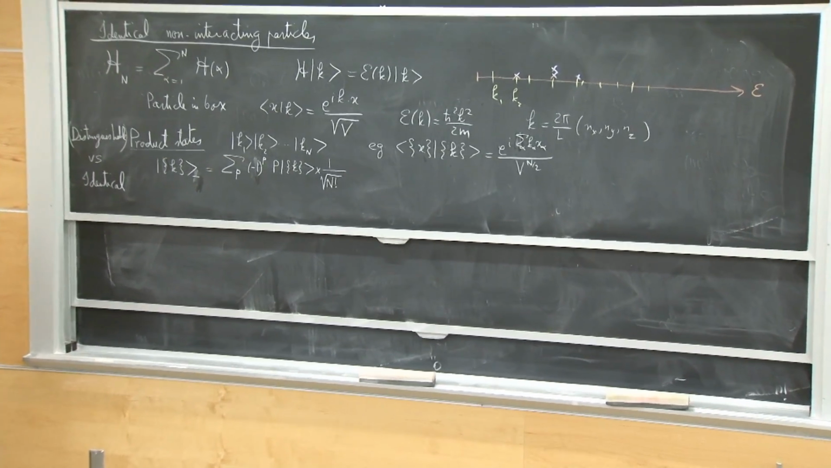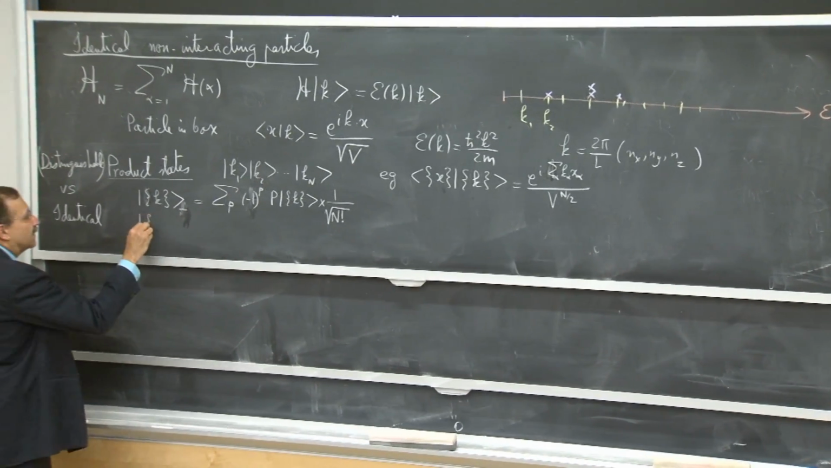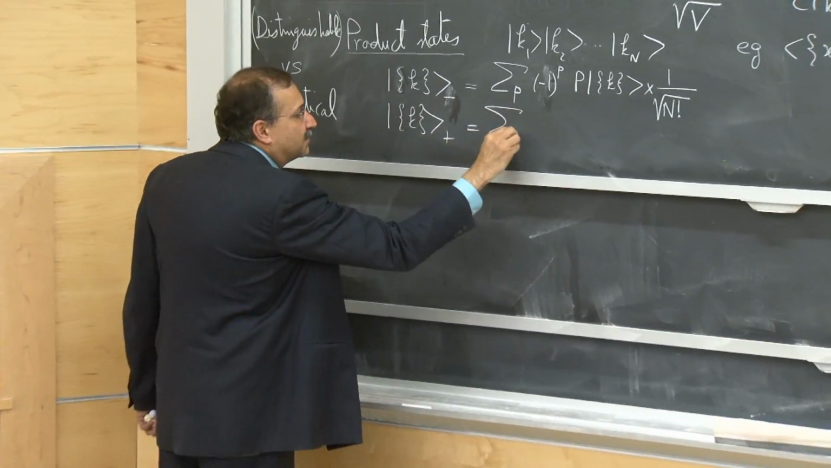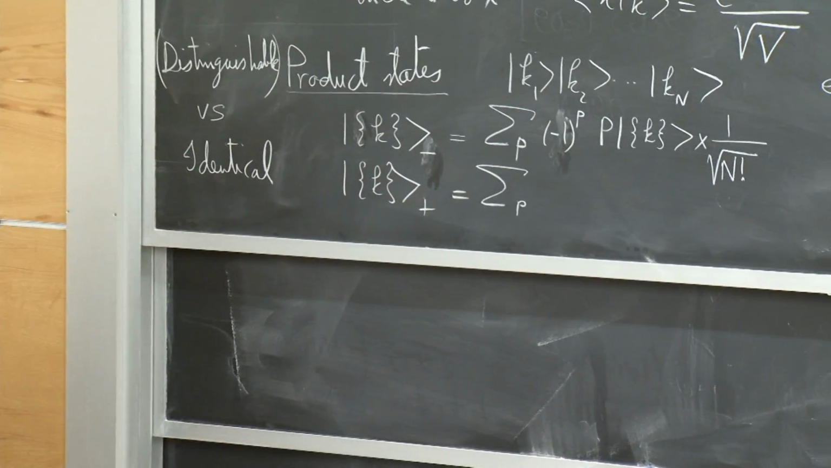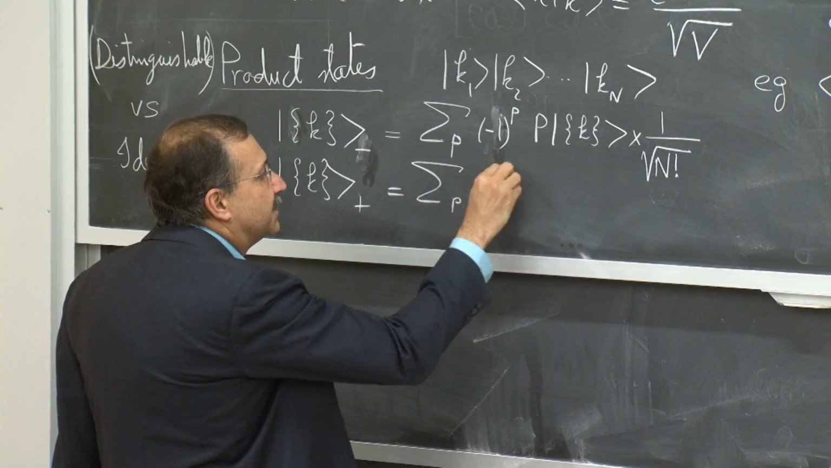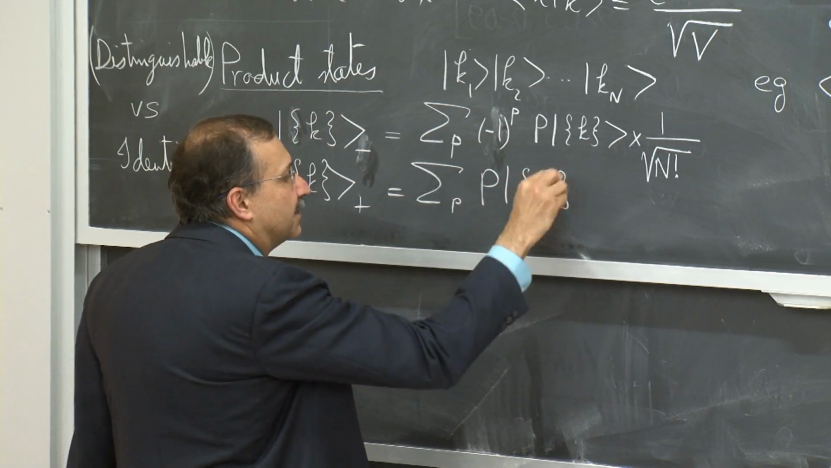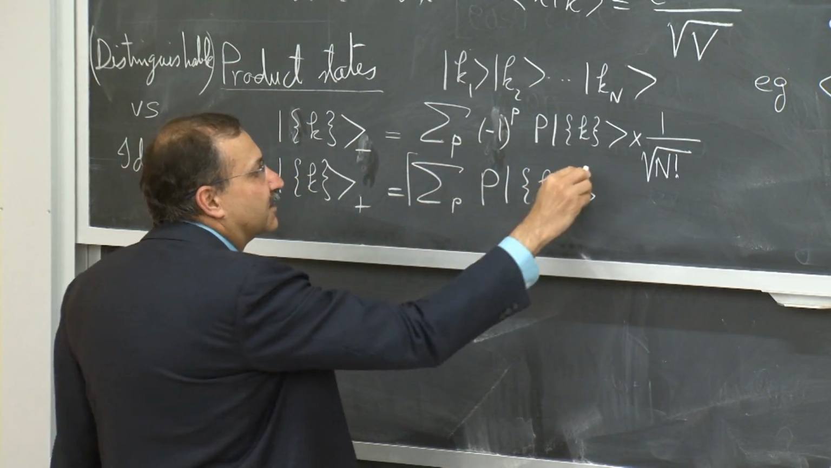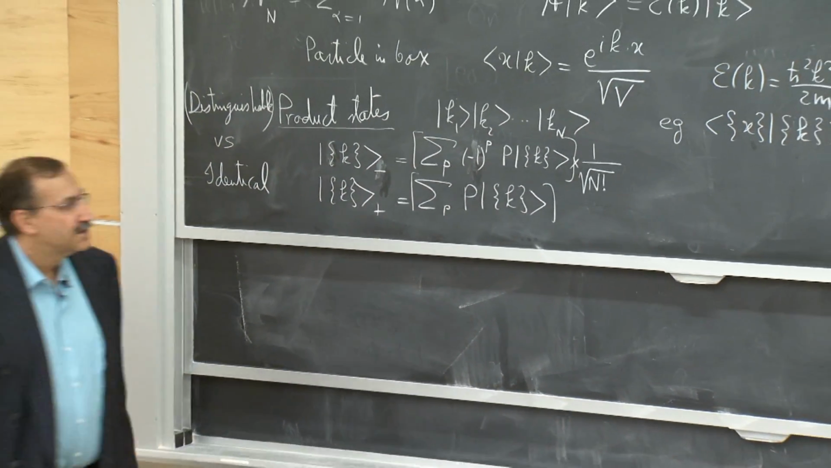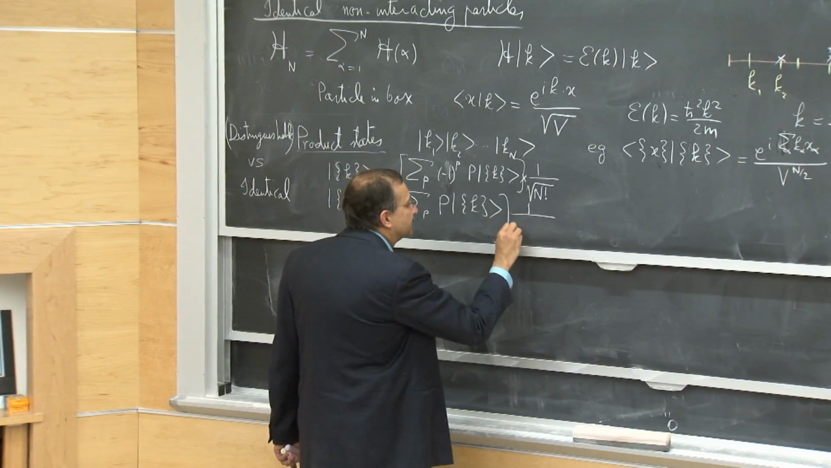For the case of bosons, we basically dispensed with this factor of minus 1 to the p. So we had a p_k. Now the corresponding normalization that we had here was slightly different.